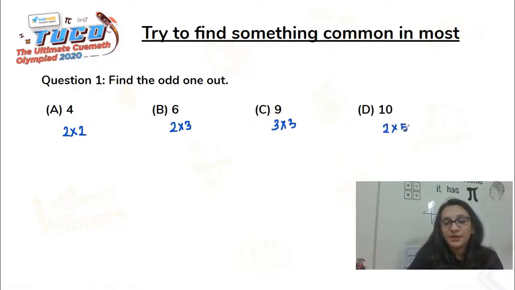So what do we see clearly here? There are 3 which are multiples of 2, the even numbers, whereas 9 is not an even number. It's an odd number. So the one which is the odd one out here is option C. Hoping that this question is clear to all of you, we'll be moving on to the next set of questions.